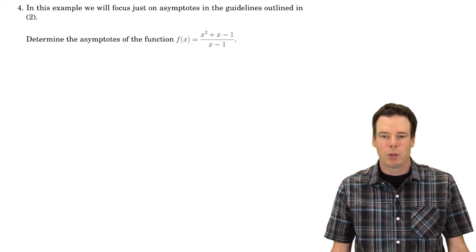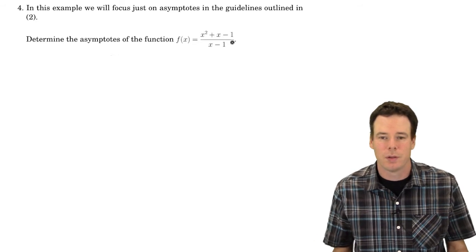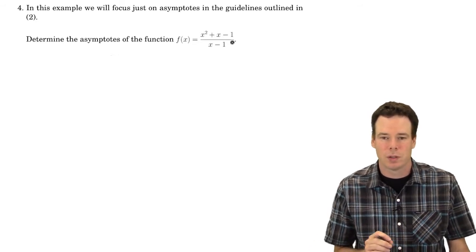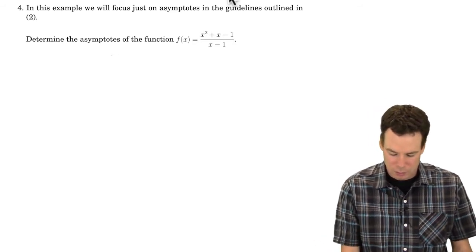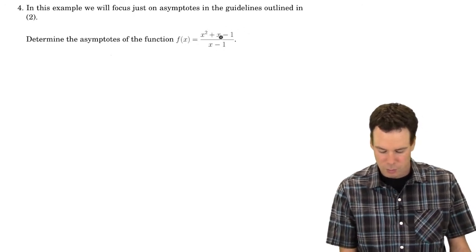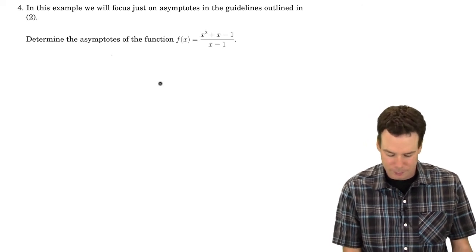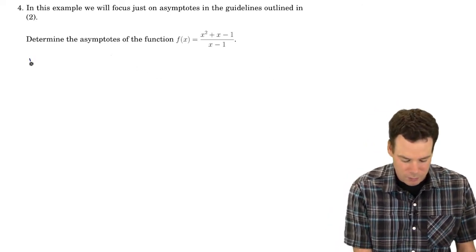In this last example, we're not going to sketch the full graph of the function. We're not going to go through all of those steps. The only thing I want to focus on are the asymptotes. So let's look at this rational function here, x squared plus x minus 1 over x minus 1, and let's see what the asymptotes are. So let's start with the vertical asymptotes.